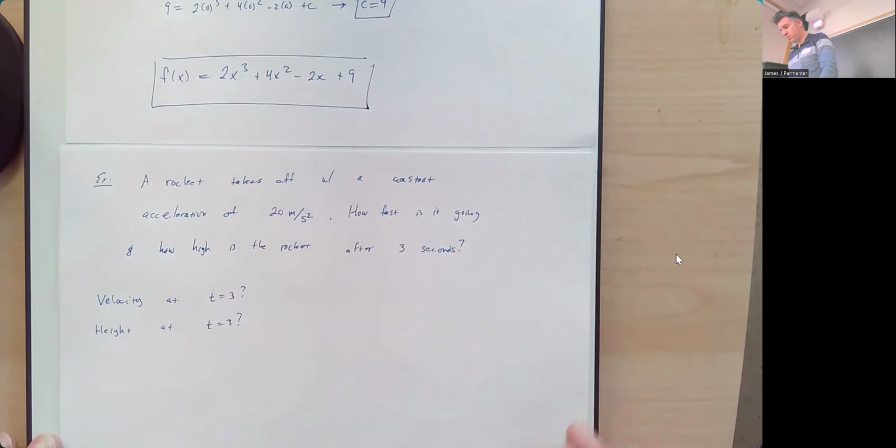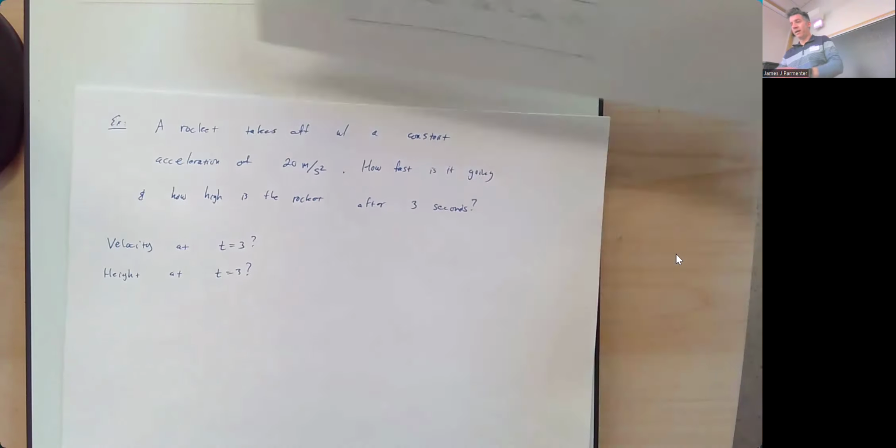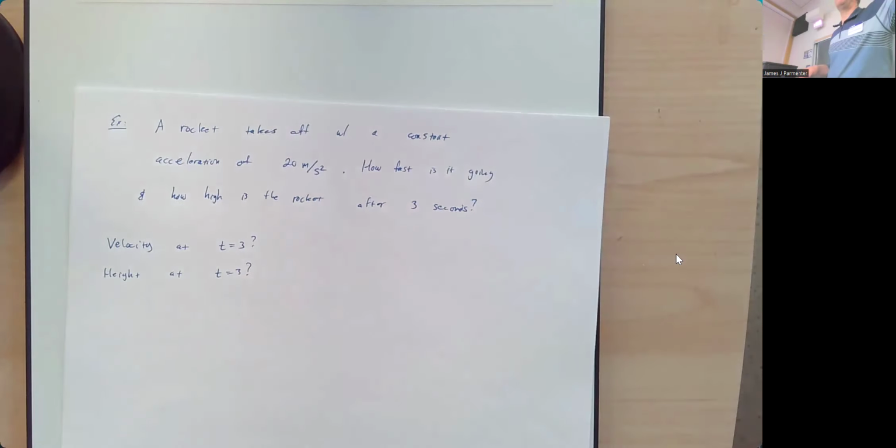So we have to know or be told that velocity is the derivative of position, and acceleration, or the rate of change of velocity, is the derivative of velocity. So we're really just talking about rates of change here. Velocity is how your position changes, so the derivative of position is velocity. Acceleration is how velocity changes, so the derivative of velocity is acceleration.